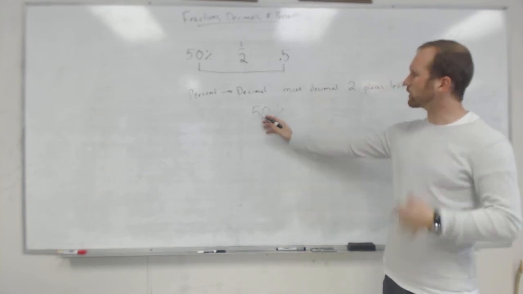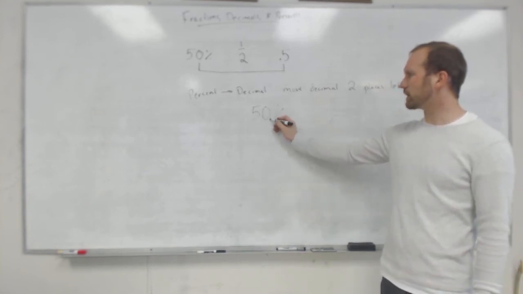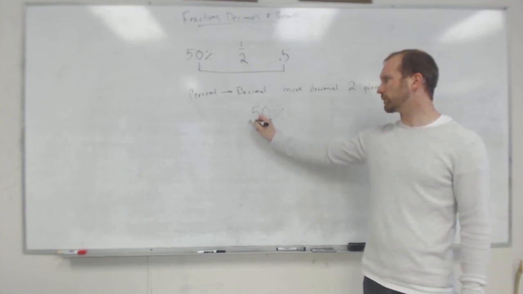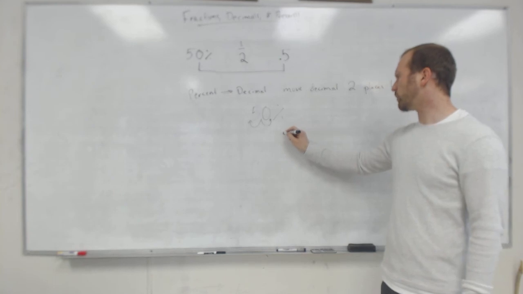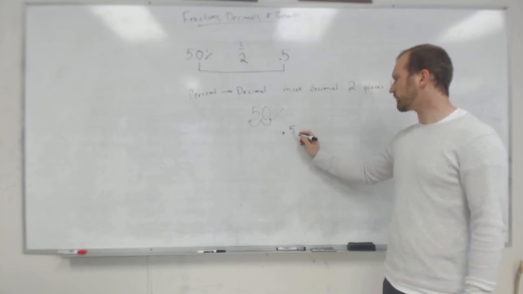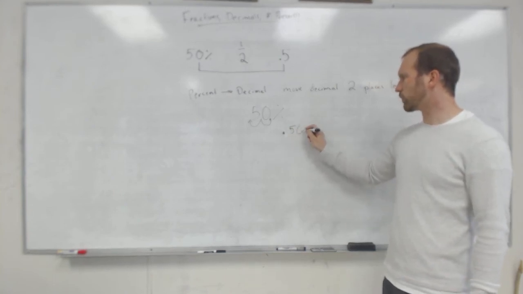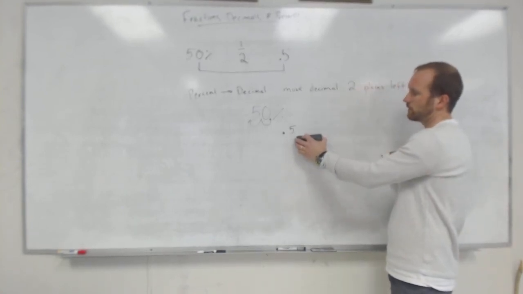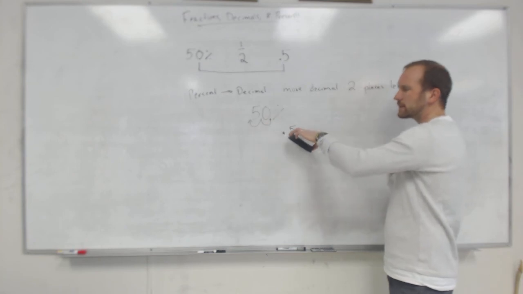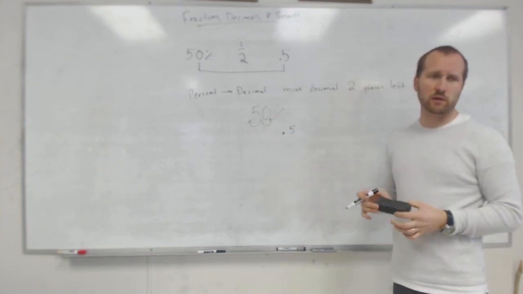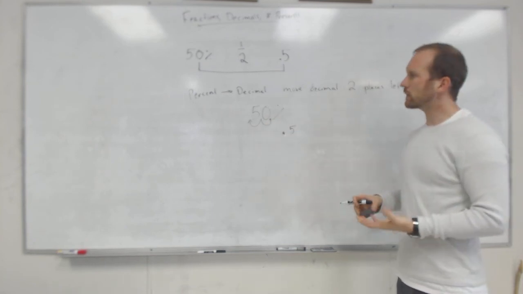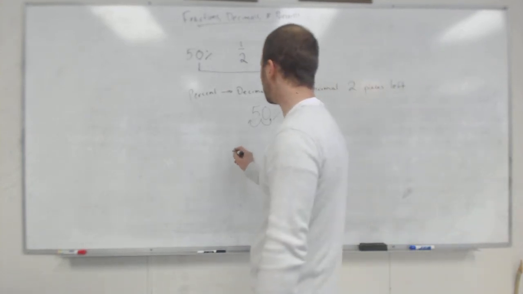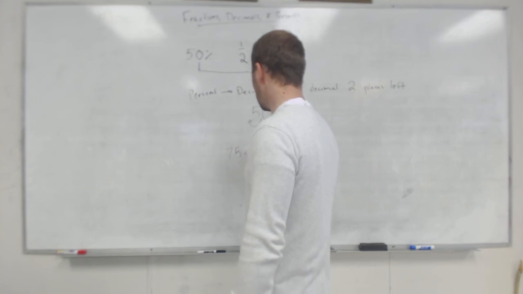So how do I convert this to a decimal? I take this and I move it 2 places to the left. So I now have 0.5, which is the same thing as 0.50, right? 0.50. I just don't need that second zero. And then I get rid of the percent symbol because it's now a decimal. It's no longer a percent. So that's how we change a percent into a decimal. Is that always? Always change the decimal 2 places?